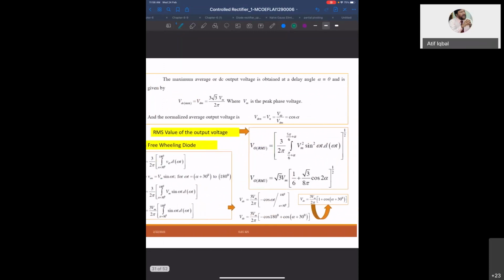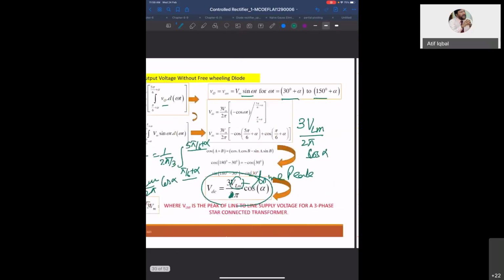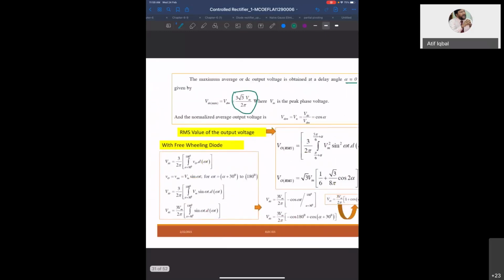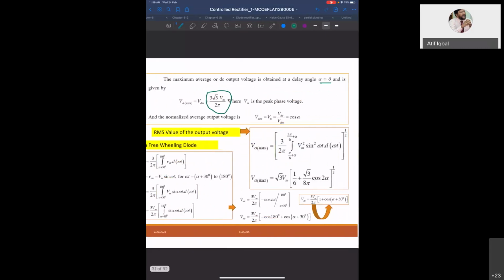Okay, now it says that the maximum average of the DC output voltage is obtained when the delay angle is 0, same as the diode rectifier. So then what you get as the maximum voltage is this. If you put alpha equal to 0, then cos alpha is 1. So it is 3 into V line peak over 2 pi. This is the maximum that you can get in a half wave rectifier. And then the RMS value, you can just square this and take the square root.